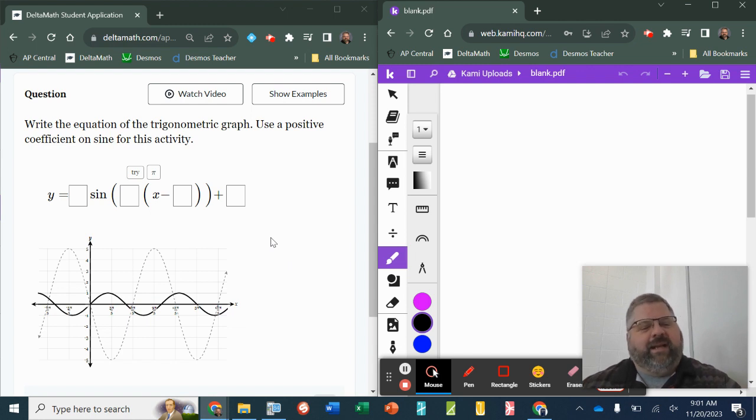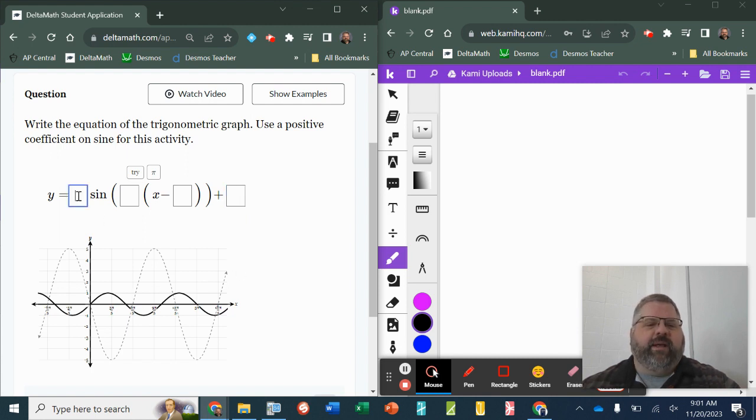The first thing I always like to start with is the midline. I can see the dashed graph is still centered about the x-axis. So we can leave k blank, because remember, if we change k, it changes the midline. So I'm going to leave it blank.